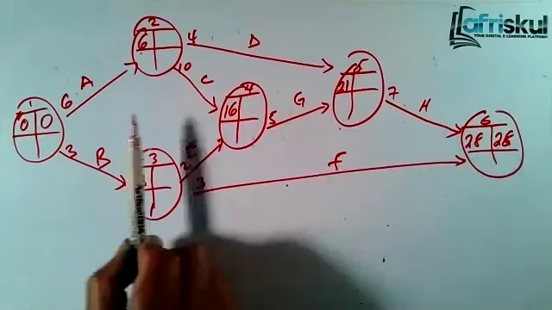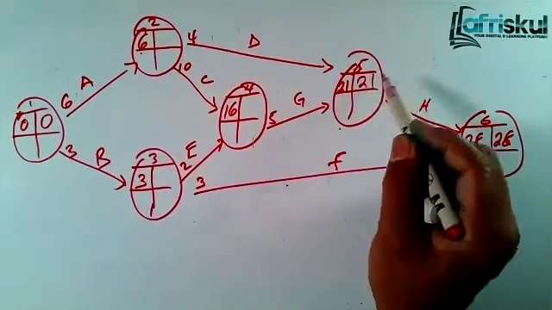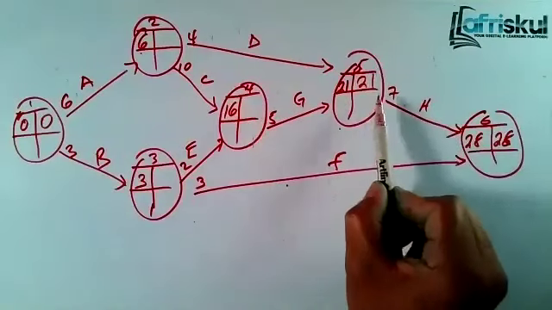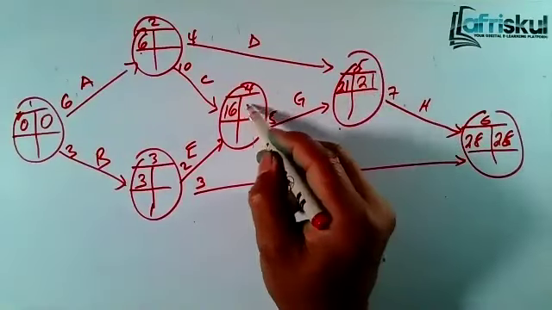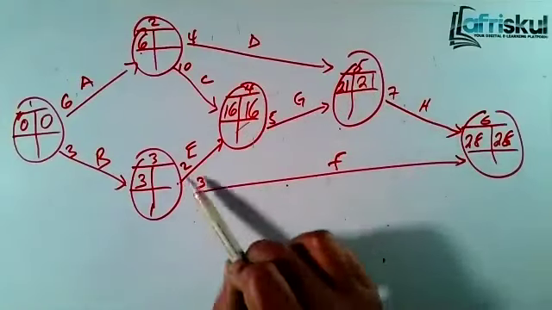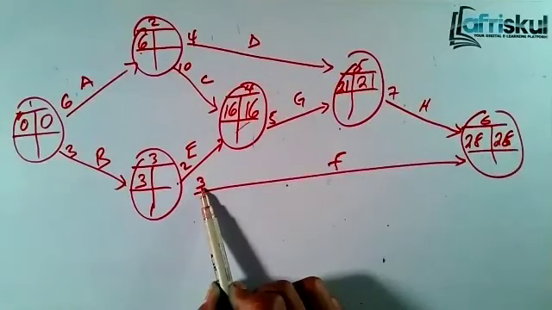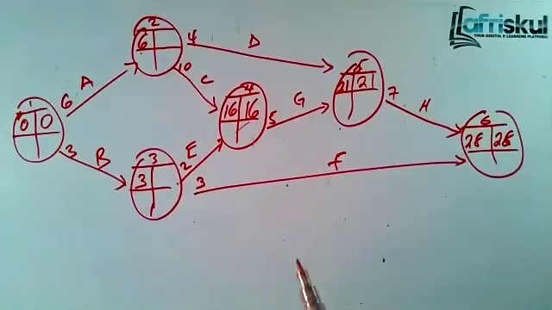And now let's perform the backward pass. From 6, we go to 5. 28 minus 7, you get 21. From 5, we go to 4. So it will be 21 minus 5, you get 16. From 4, we go to 3. 3 has 2 outgoing variables. You take the minimum. 28 minus 3, you get 25. 16 minus 2, you get 14. So that one will be 14.